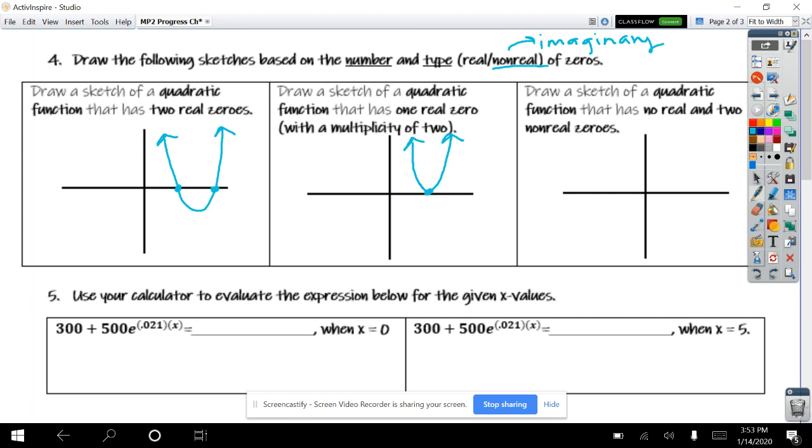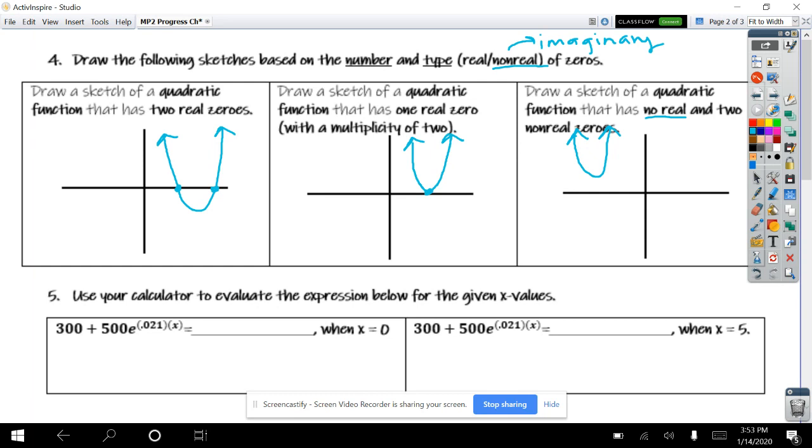Now the last one says draw a sketch that has no real and 2 non-real zeros. So I would focus on the fact that it says no real zeros. Something that does not have any real zeros is not going to touch the x-axis at all. That means it's above the x-axis, so it looks like this. It's never going to touch the x-axis at all. That means that there are 2 imaginary zeros. Like if you were solving this quadratic, you would get answers with i in them.